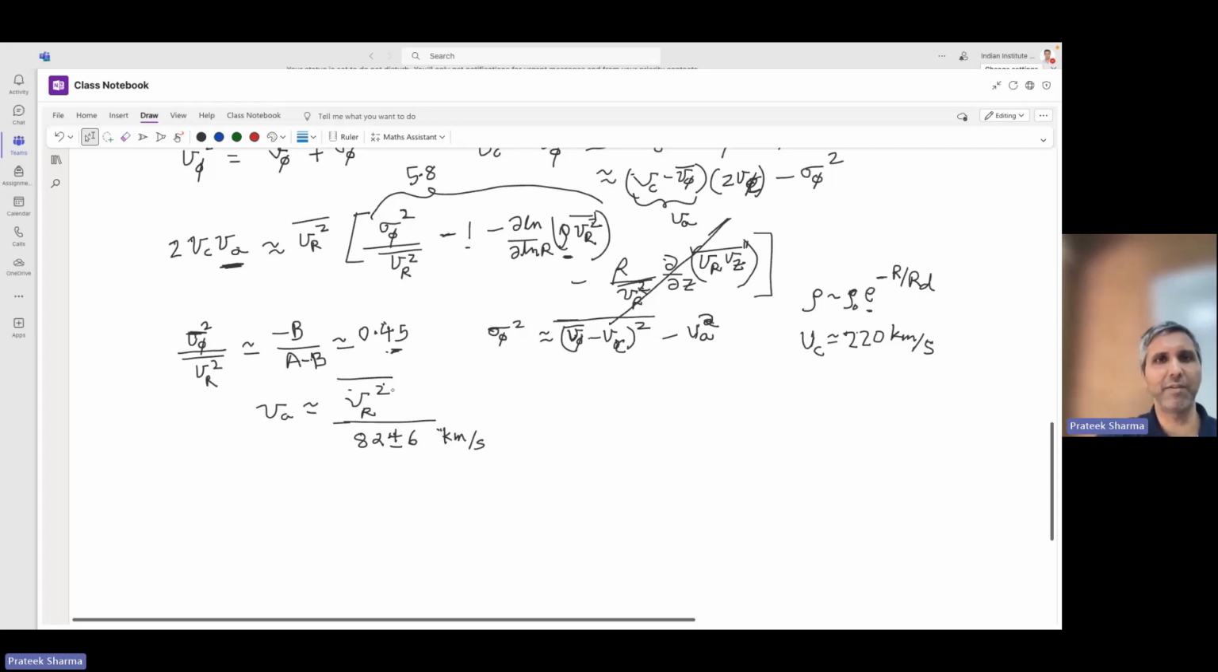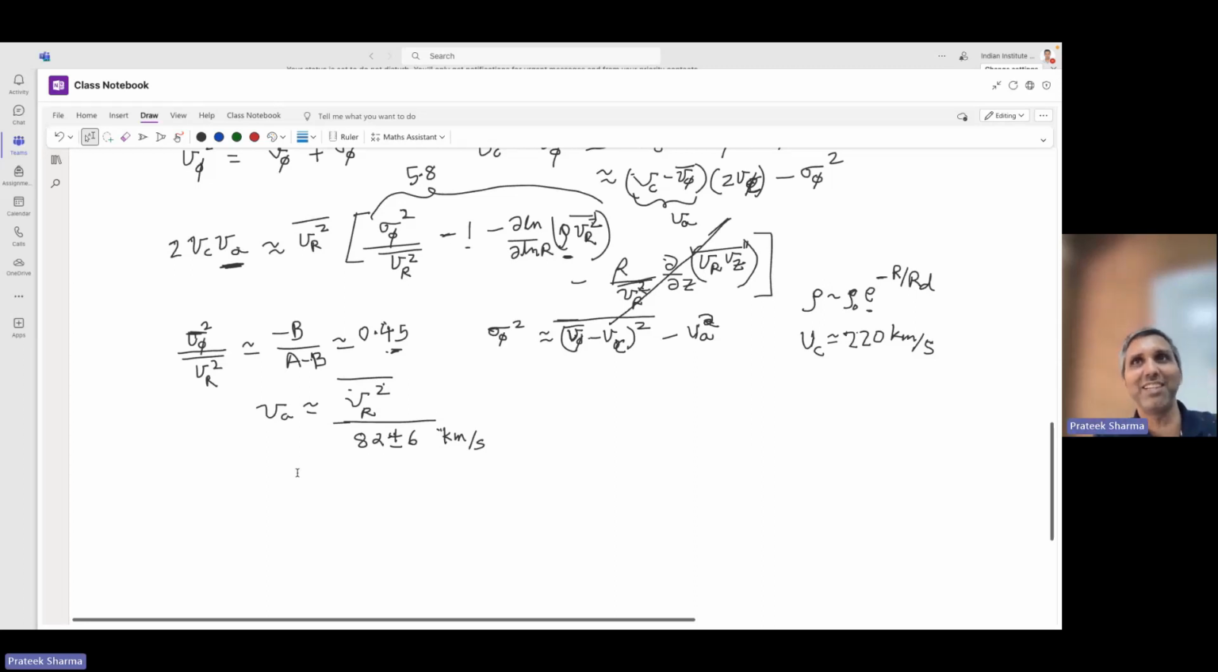This 82 plus minus 6 comes from these numbers. VC is about 220 kilometer per second, so 220 divided by 5.8 times 2 is roughly about that much. So what you see here is that the asymmetric drift velocity is larger if VR squared is bigger. The radial random motion and vertical random motion are expected to be similar, which is actually not the case. From the symmetry we expect Vr squared to be equal to Vz squared, but what we see is that the measured Vz squared is actually similar to V phi squared.